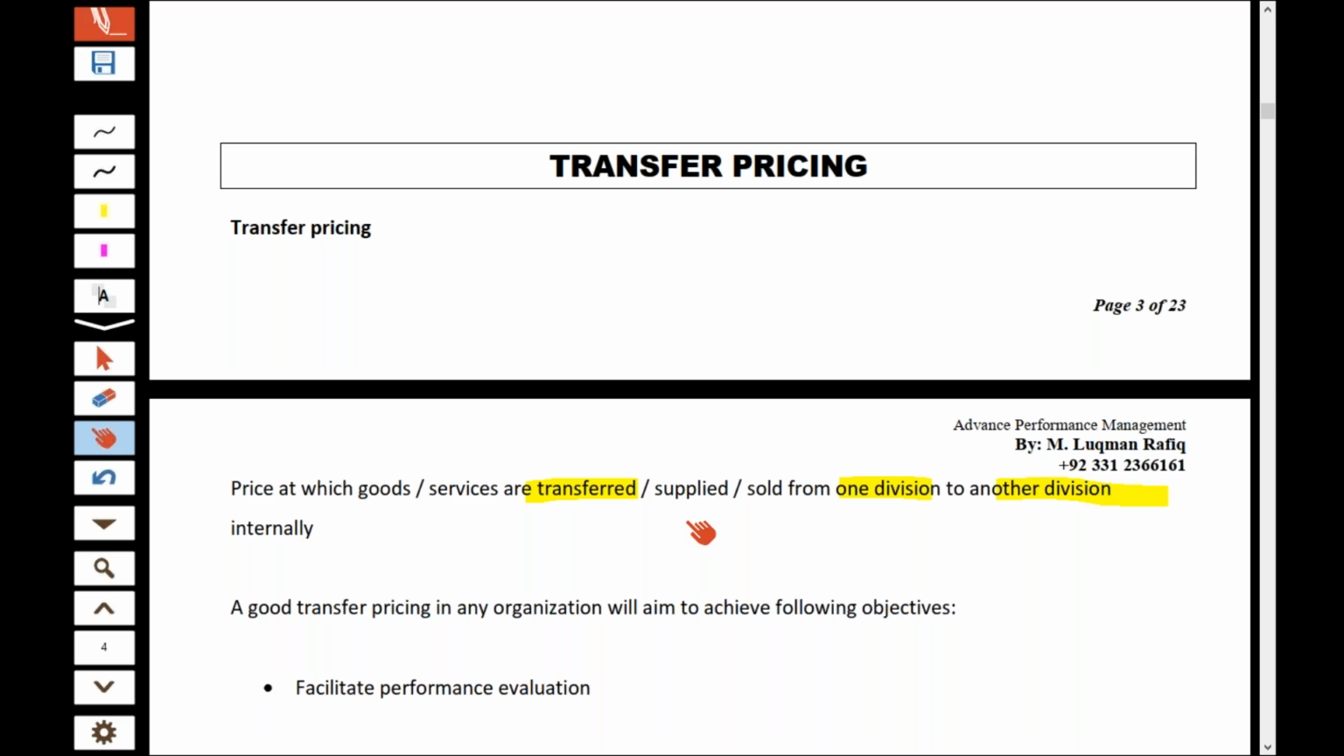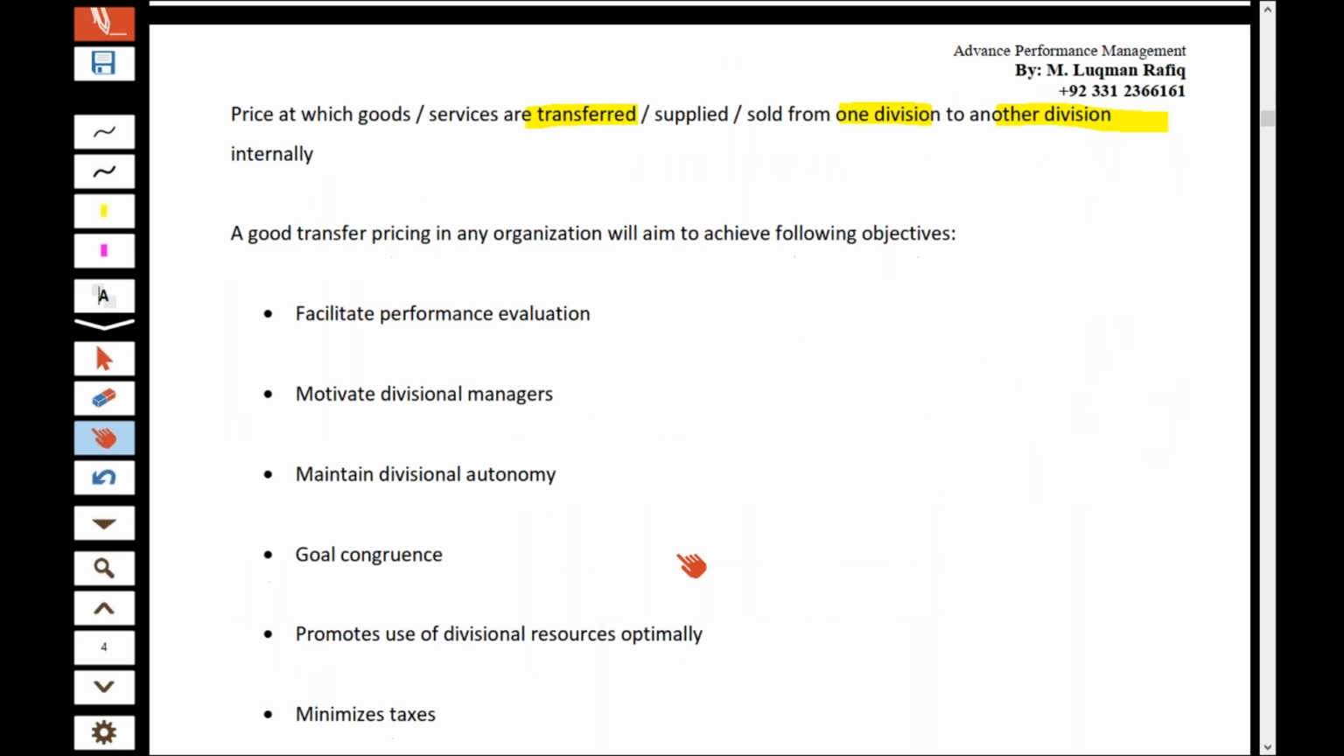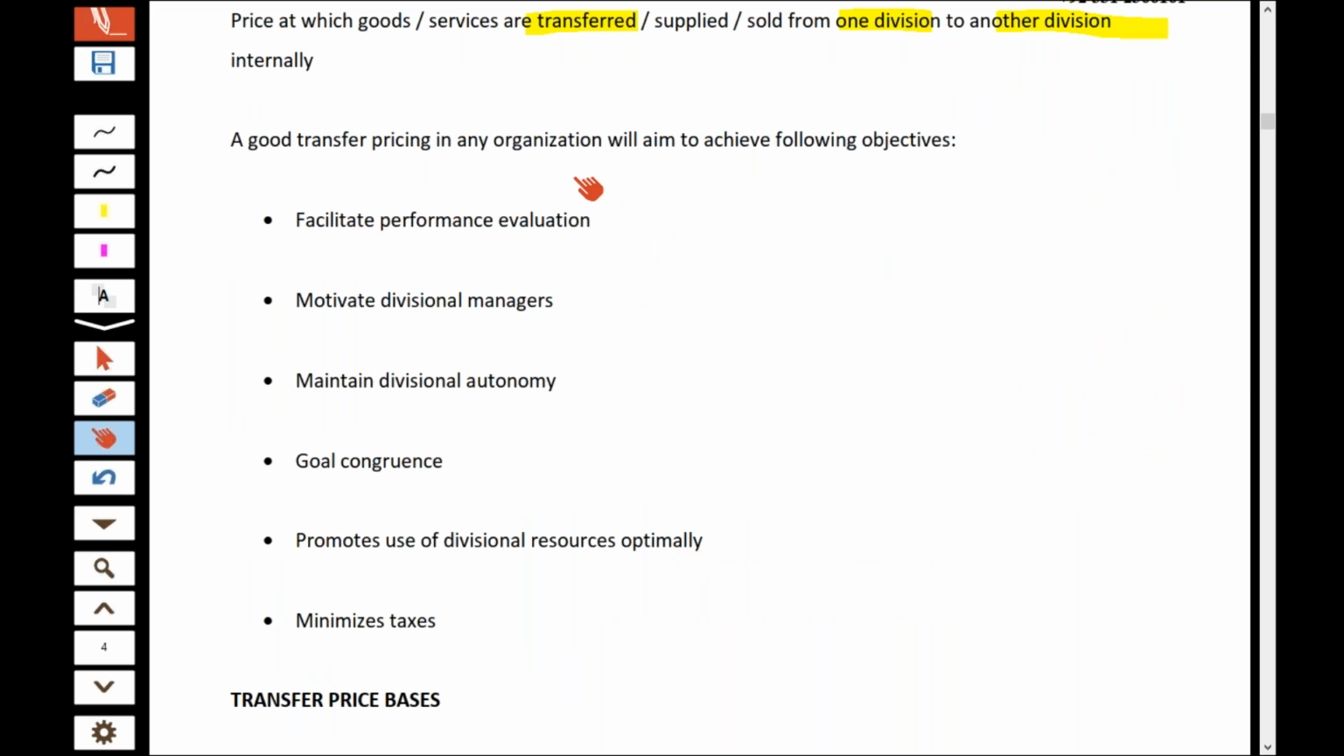Now what next is there? It says that a good transfer pricing in any organization will aim to achieve the following objectives. What are the objectives? First of all, it will facilitate performance evaluation. Now, let's try to have an understanding.